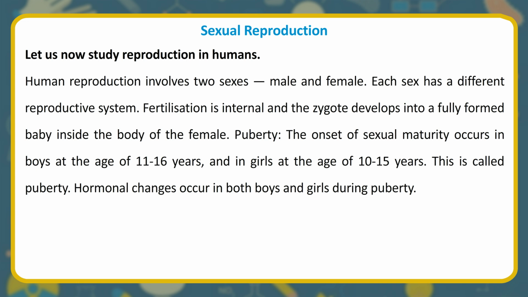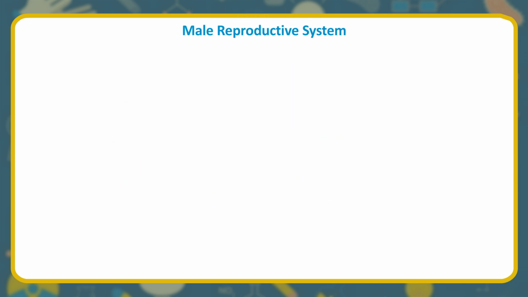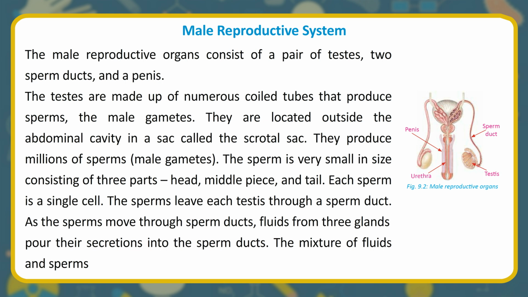This is called puberty. Hormonal changes occur in both boys and girls during puberty. Male reproductive system. The male reproductive organs consist of a pair of testes, two sperm ducts, and a penis.